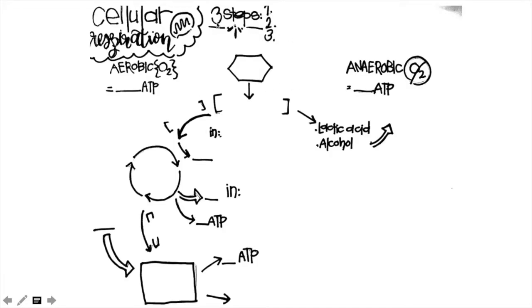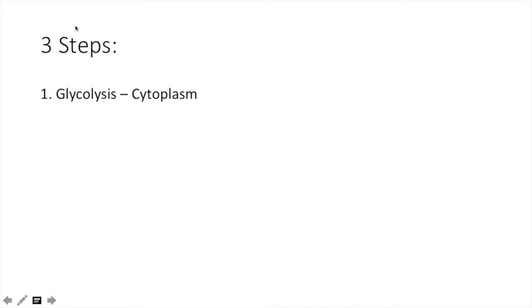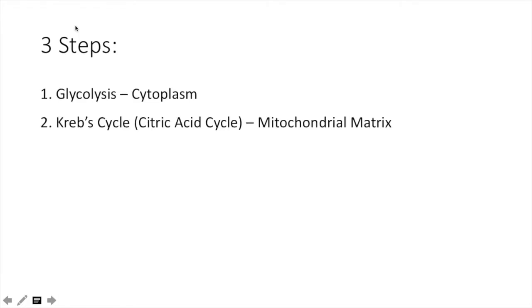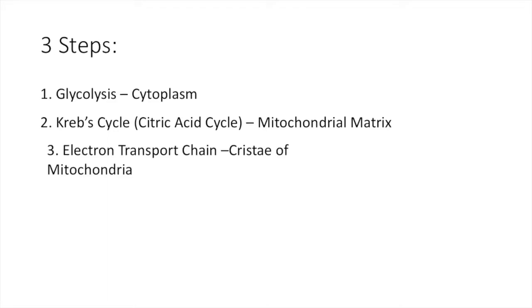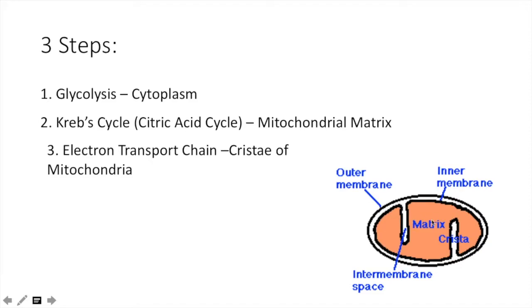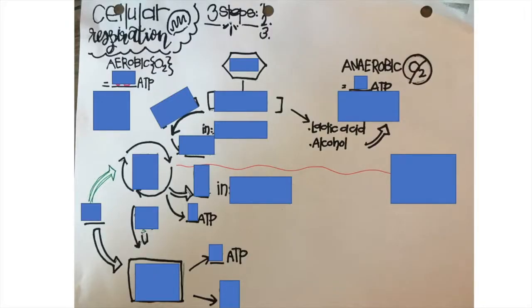So this little part up here, the 3 steps. First, we have glycolysis, which occurs in the cytoplasm. Second, we have the Krebs cycle, also known as the citric acid cycle. This happens in our mitochondrial matrix, and then our electron transport chain, which happens in the cristae of the mitochondria. Here's our matrix where our Krebs cycle happens, our cristae is where our electron transport chain happens, and then outside in the cell, that's where glycolysis is happening. So that's really all you have to know. We'll talk about what each of these does right now.